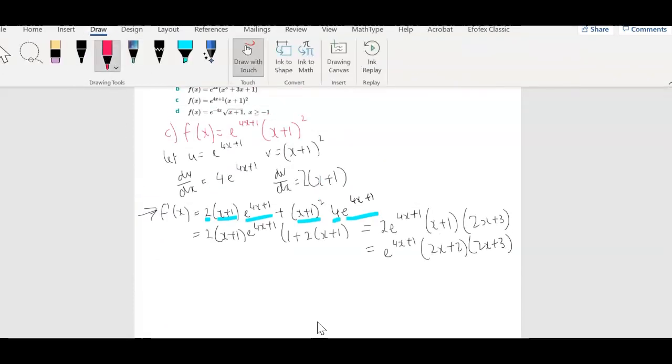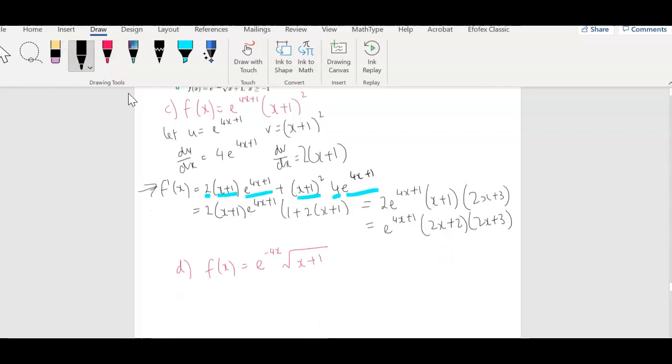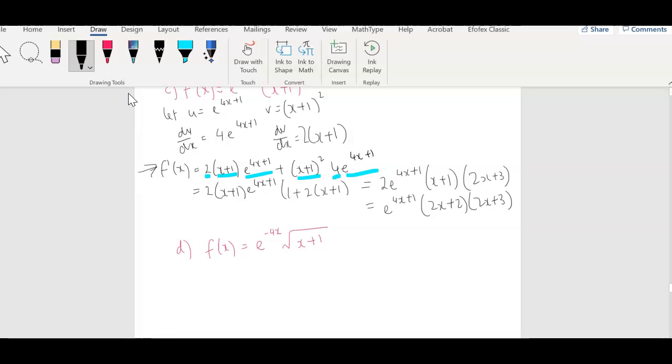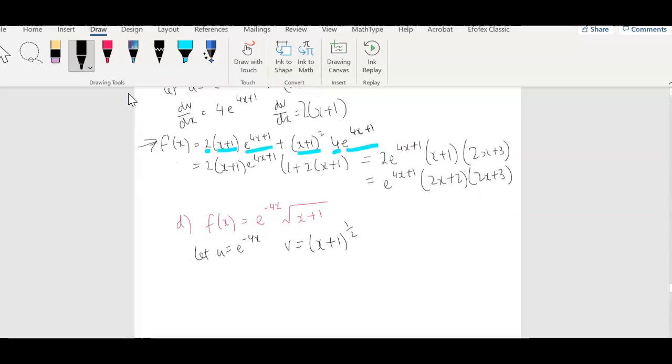All right. Got f of x equals e to the power of negative 4x square root of x plus 1. And it's just saying that x has to be greater than or equal to negative 1 because we're not taking the square root of a negative number. All right, so let u equal e to the negative 4x. So that means v is equal to x plus 1 to the power of a half.